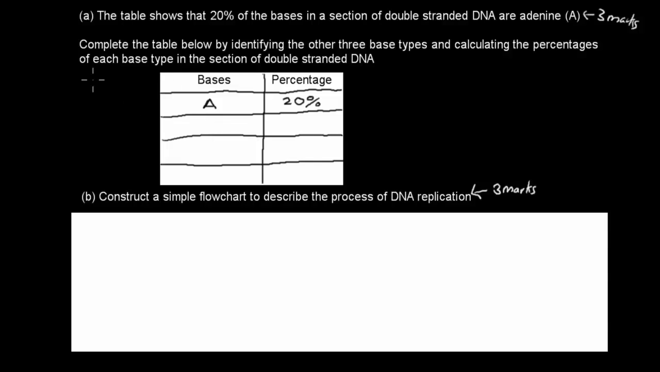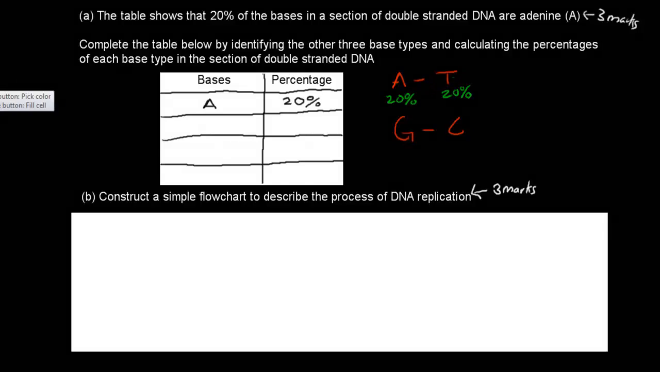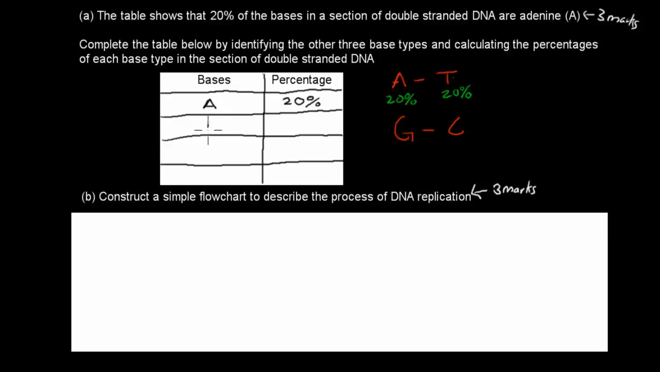Welcome back. Alright, for the first, all we have to do is complete the table. And we should remember that A and T bind together and G and C bind together. So we know that if, for example, A is 20%, then there should also be 20% for T, because whenever there's an A, there's a T. The ratios are always the same. That was Chargaff's rule. So A is 20%, then T should also be 20%.